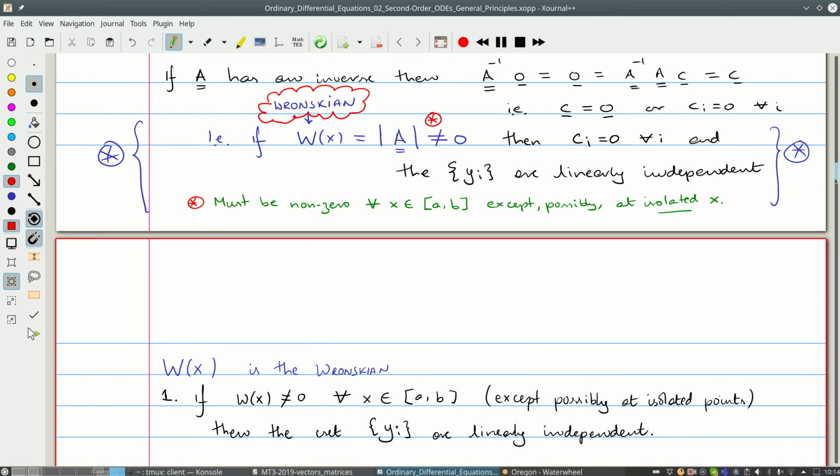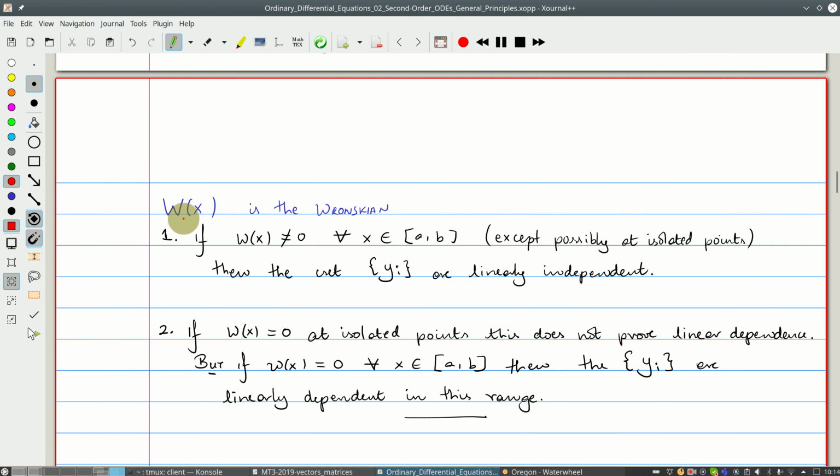So let's put this down more carefully again. Wx is the Wronskian, and it's the determinant of the A matrix you've seen above. Case 1: if the Wronskian is not equal to 0 for all x in the range of this differential equation from A to B, except possibly at isolated points, then the set of functions yi are linearly independent.